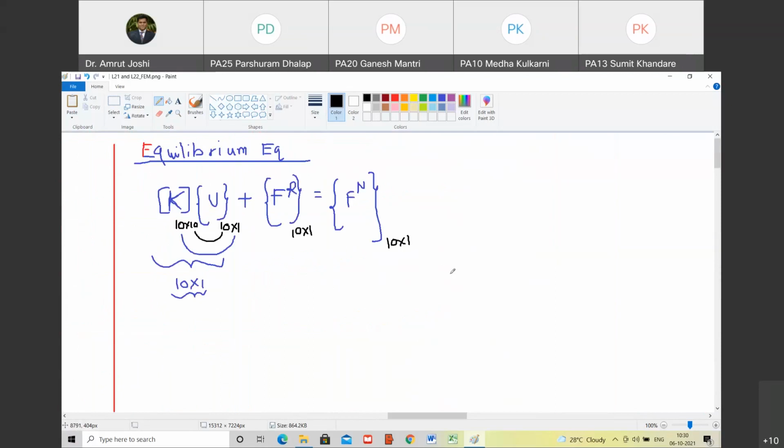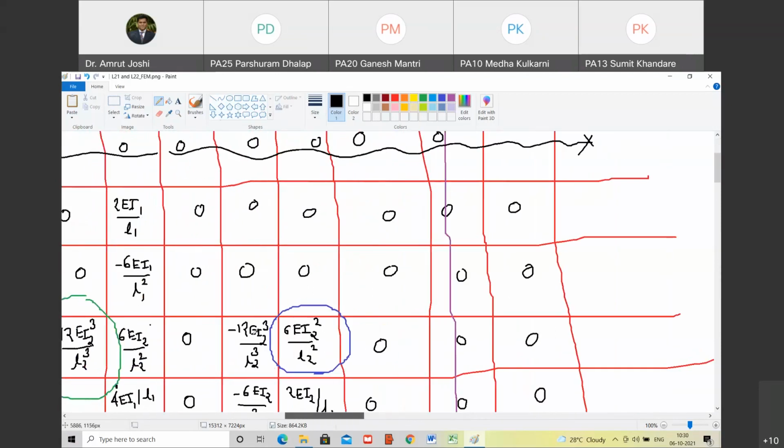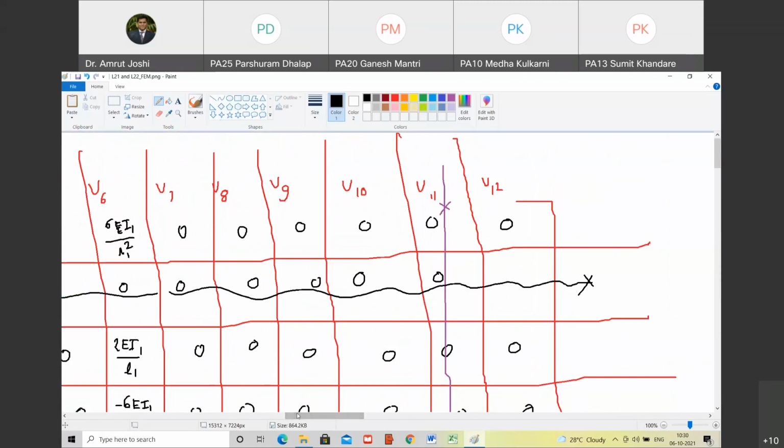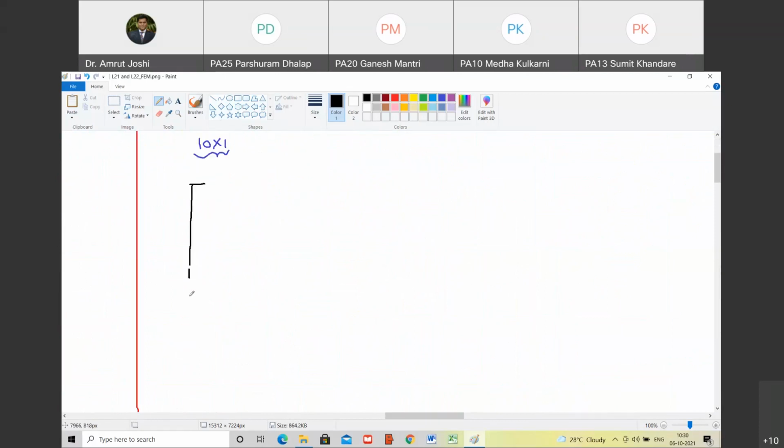Now let us write down this equation in full. So I am going to write down all elements of the stiffness matrix once again for a reason. Are you with me? So let me write it as K11.